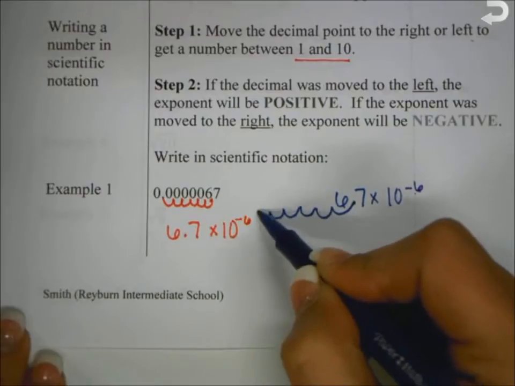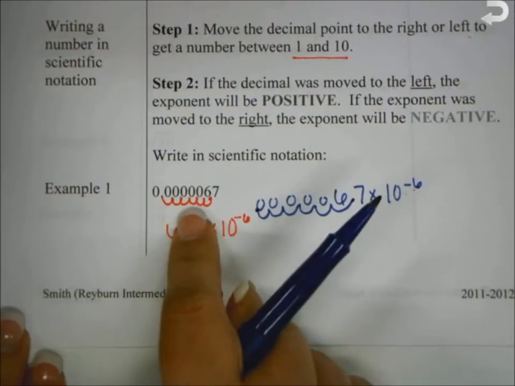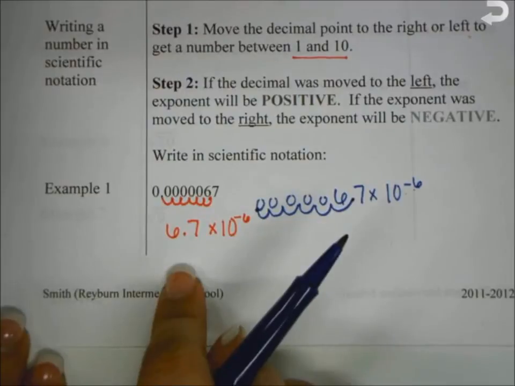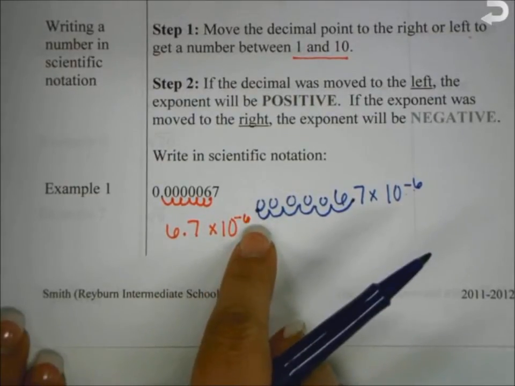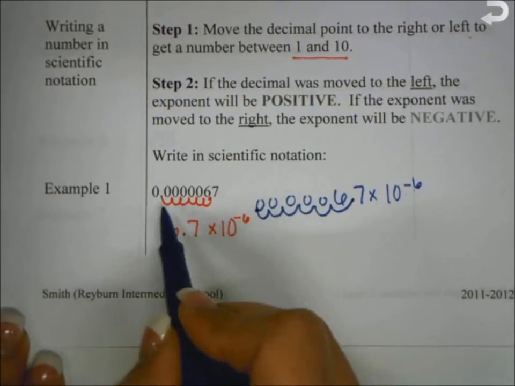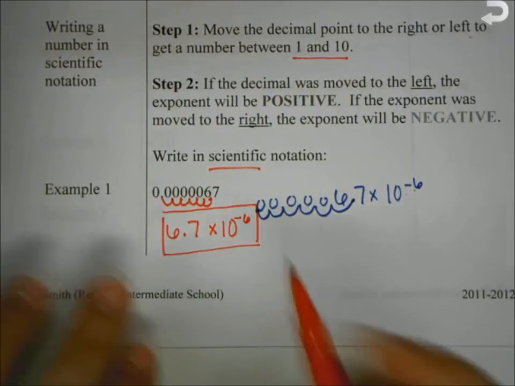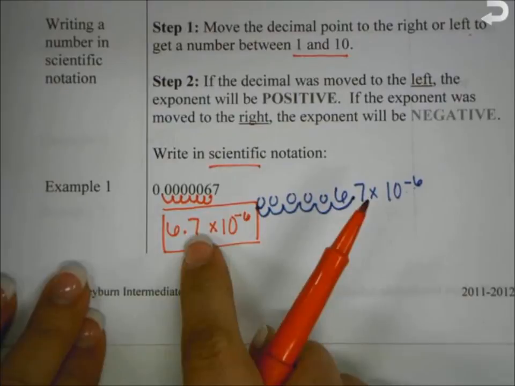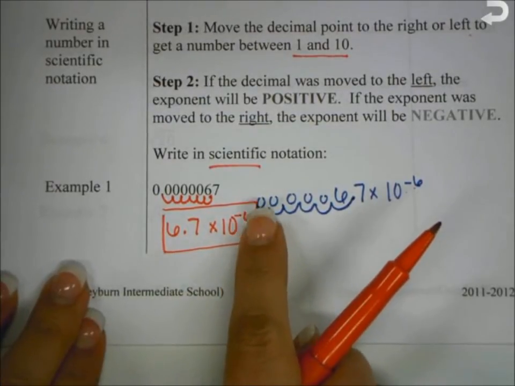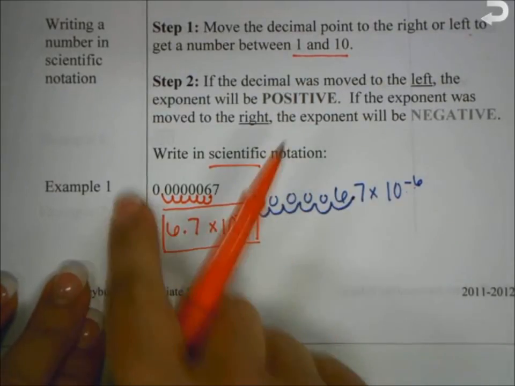Yeah. So that's why when we move the decimal to the right in scientific, we have to make the exponent negative. Because we have to be able to go back to what we originally started with. So our answer in scientific notation is 6.7 times 10 to the negative 6. The reason the exponent is negative is because we have to be able to go back to where we started from if we need to. Okay? We are still writing in scientific notation, example 2.